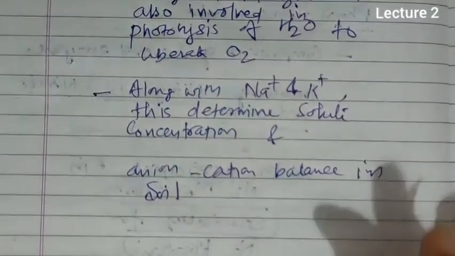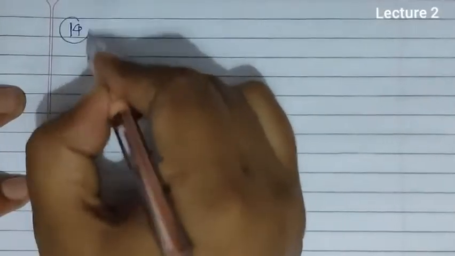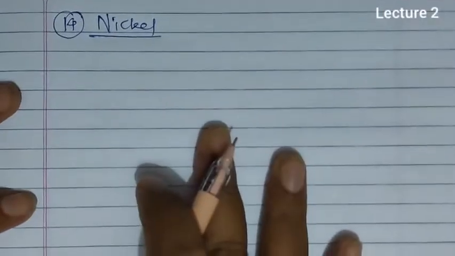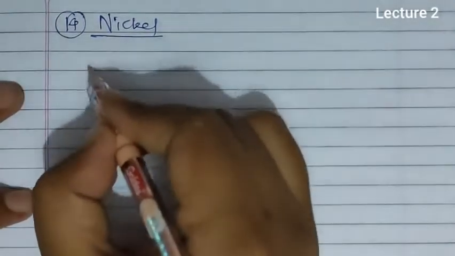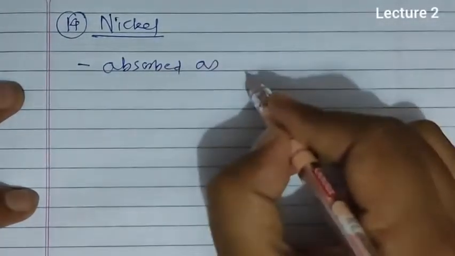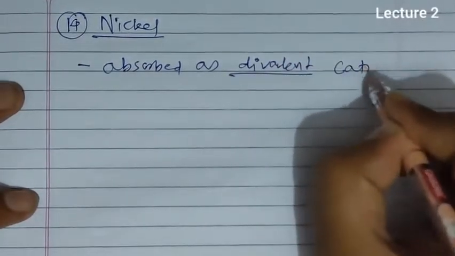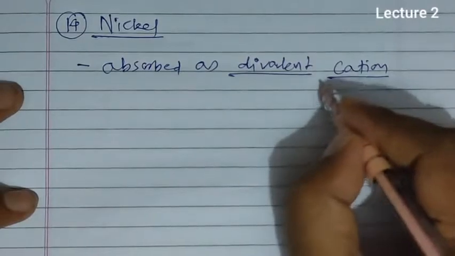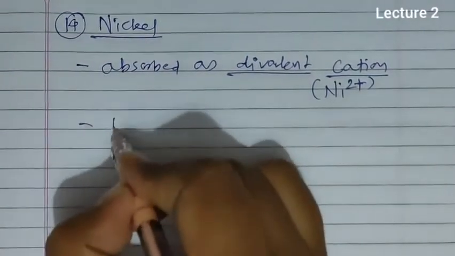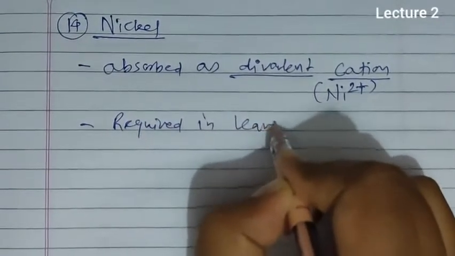And now we come to the last element which we will discuss in this part, that is nickel. So next element is nickel. Nickel is absorbed from soil as divalent cation, that is Ni2+. It is required in leaves and roots.